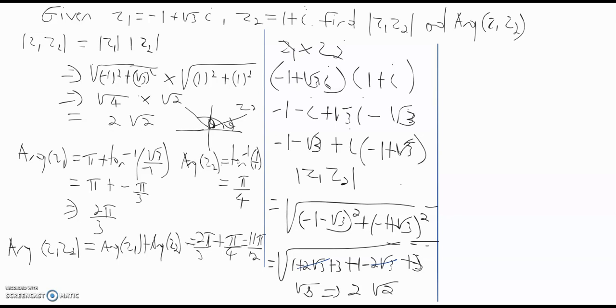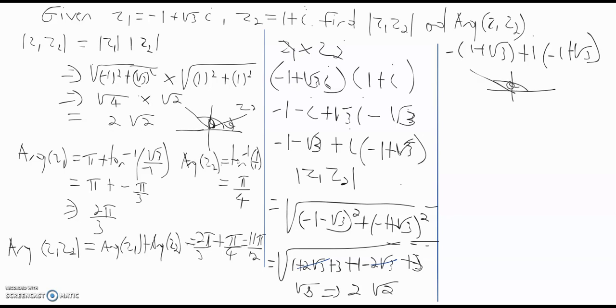What about the argument? Now to find the argument, I'm going to have to figure out which quadrant this is in. It's going to be pretty straightforward. What we can do is factor out a negative. So we're going to have 1 plus root 3 plus i, negative 1 plus root 3. So the real part is negative. The imaginary part is positive. So we know right away that it is in the third quadrant, which is right here, theta.